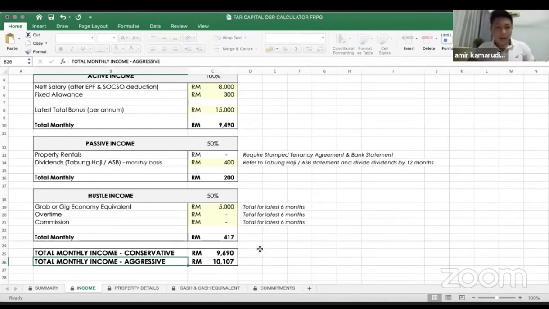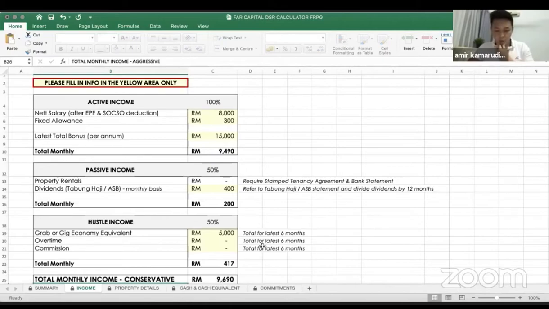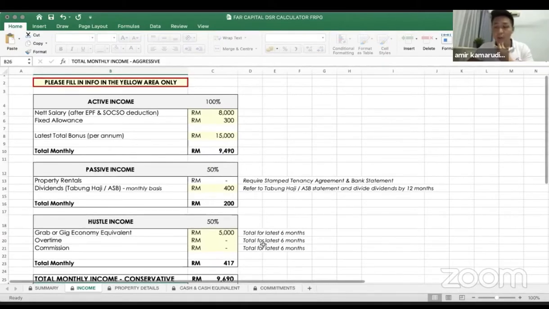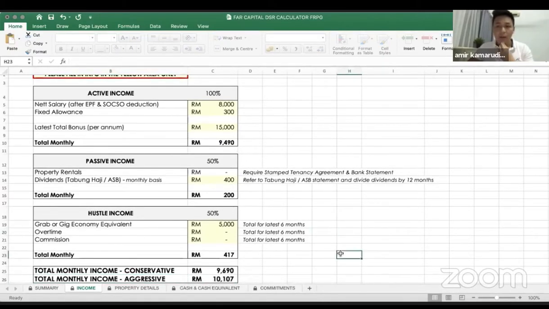Here, if it's the oil and gas industry or the airline industry, this is where the banks usually cut 50% of the total income, but it's still case to case basis. Some banks do it, some banks don't, because these are high risk industries for now. And then I just want to highlight as well that this is focused on employees. For those who have their own business, the calculation may be a little bit different.